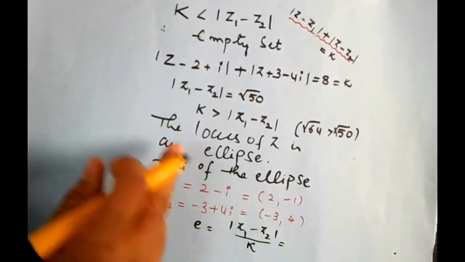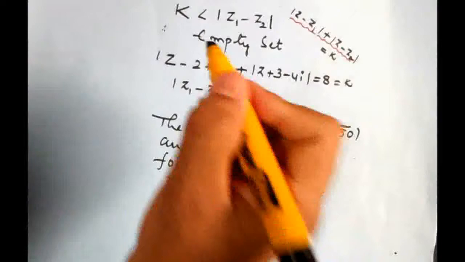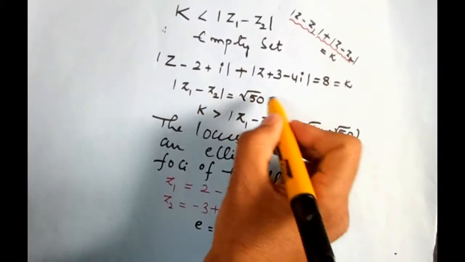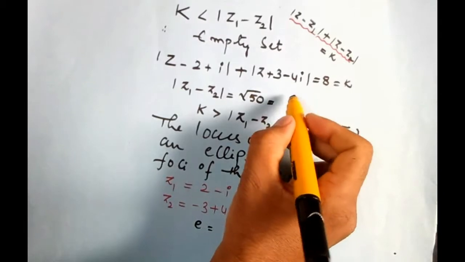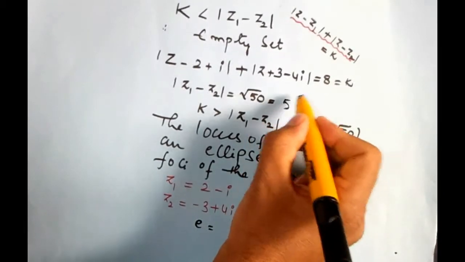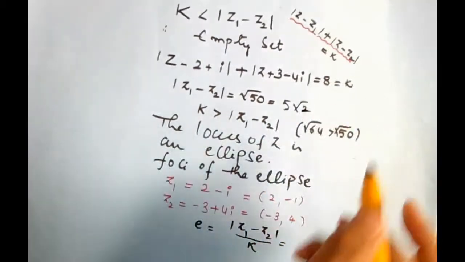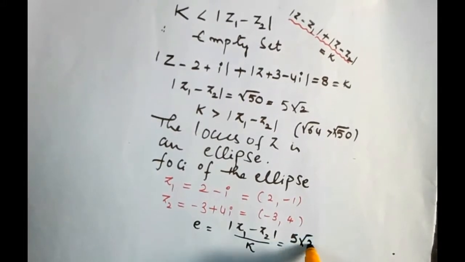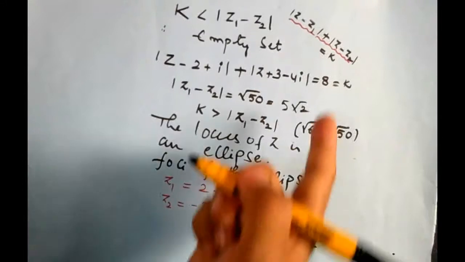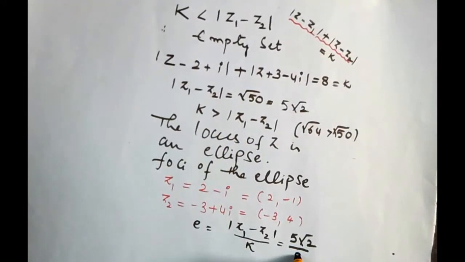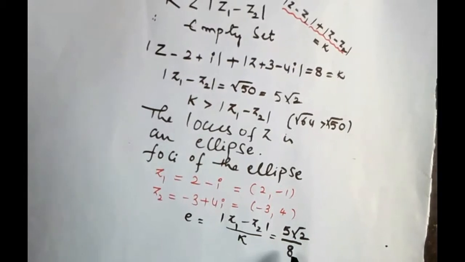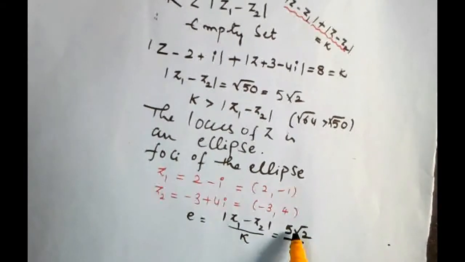Now here we have modulus of z1 minus z2 equals root 50. If you want to calculate this root 50, you can simplify it as 25 into 2, and the root of 25 is 5. So you can say this is 5 root 2. So modulus of z1 minus z2 is 5 root 2, divided by k. The value of k is 8.